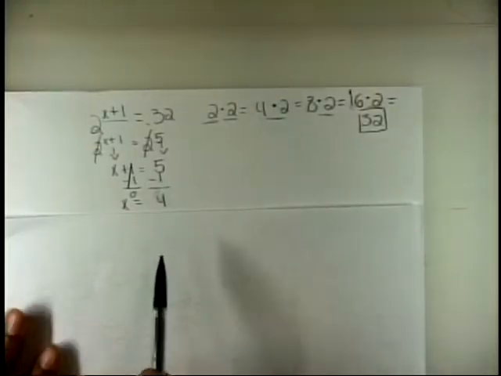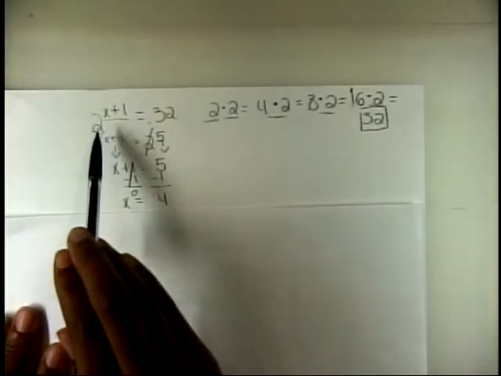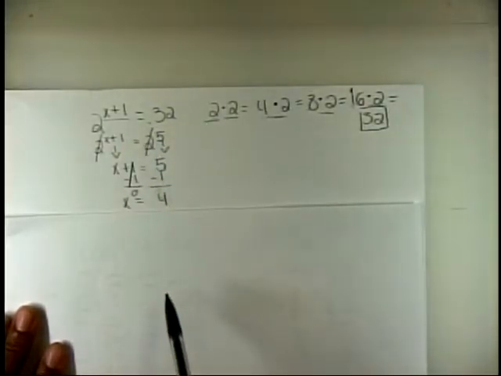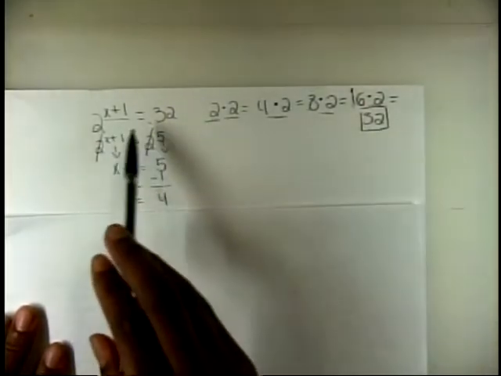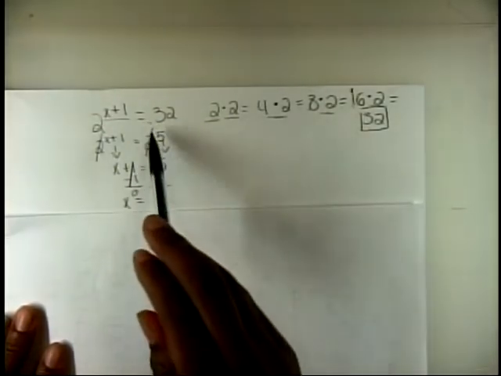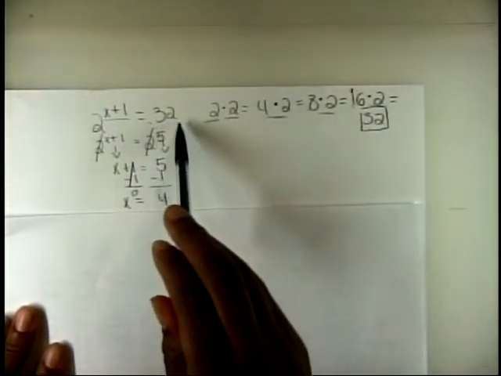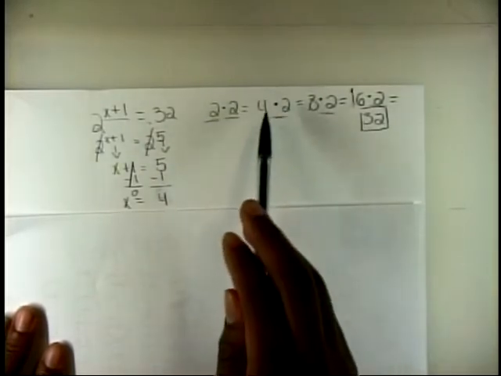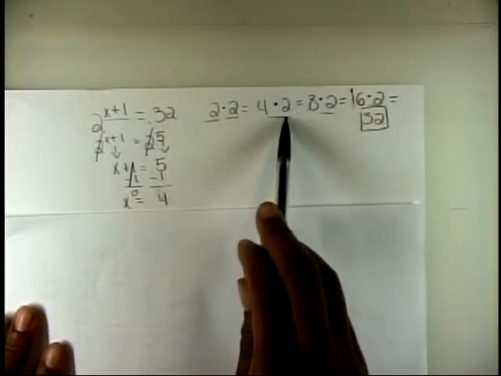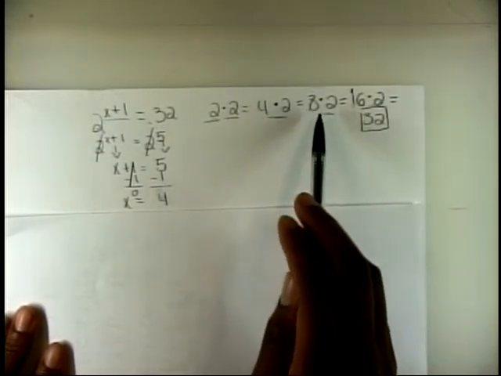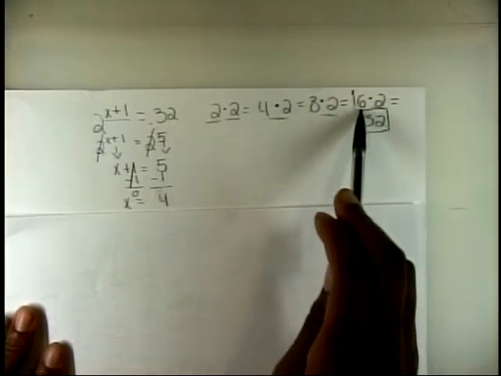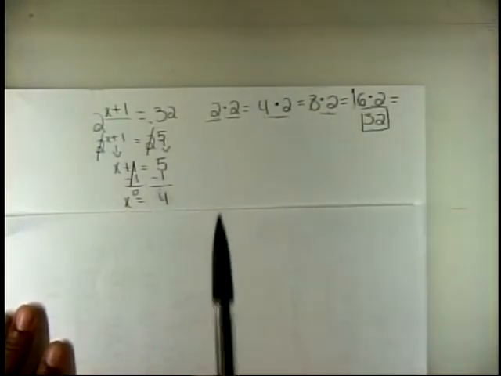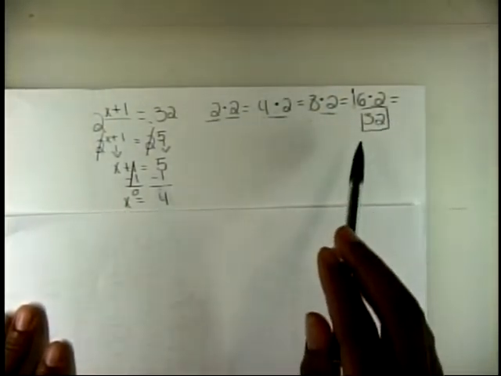Let's review. First, our exponential equation was 2 to the x plus 1 equals 32. Then we asked ourselves, how can we make this 2 as a base, to what power to get 32? So we say 2 times 2 equals 4. 4 times 2 equals 8. 8 times 2 equals 16. 16 times 2 equals 32. We multiplied 2 five times to get 32.